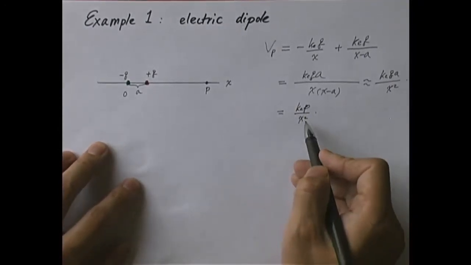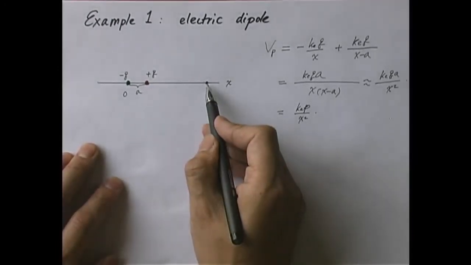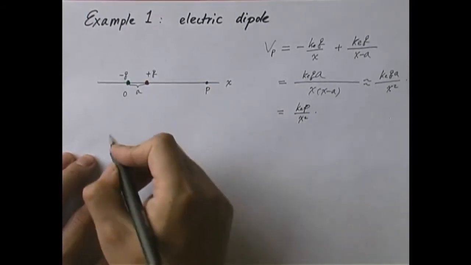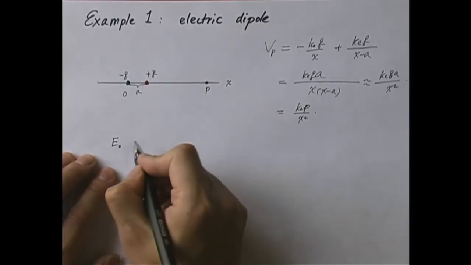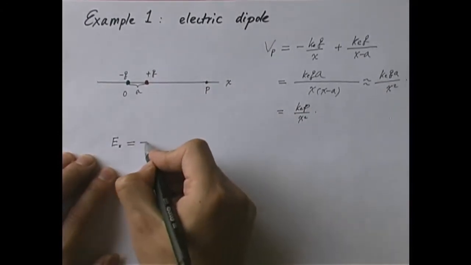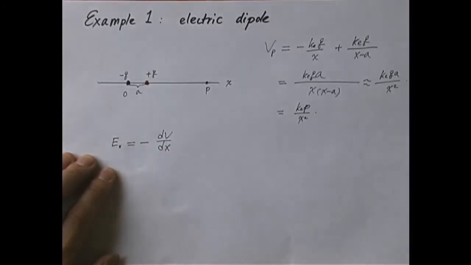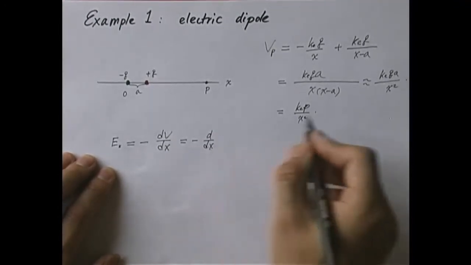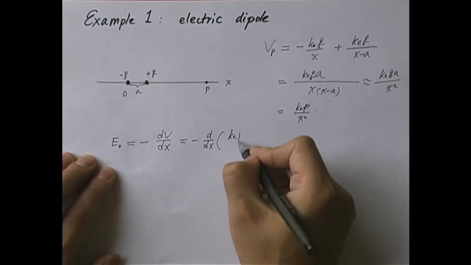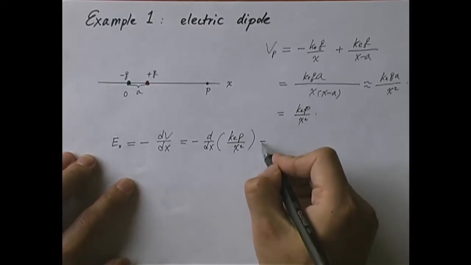Once we know that, how does one calculate the electric field produced by the dipole at the point P? Well, we're going to use that formula we just developed. E, everything is in the x direction. Okay, so E just has an x component, E of x. What is that equal to? Negative dV dx, right? The x component, don't forget the negative sign. Okay, so it's negative d dx of kp over x squared.